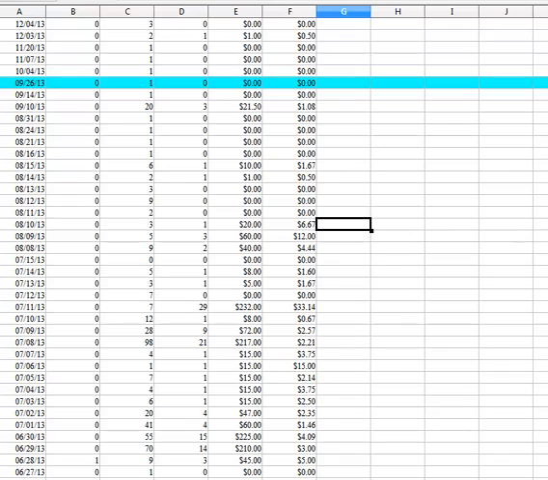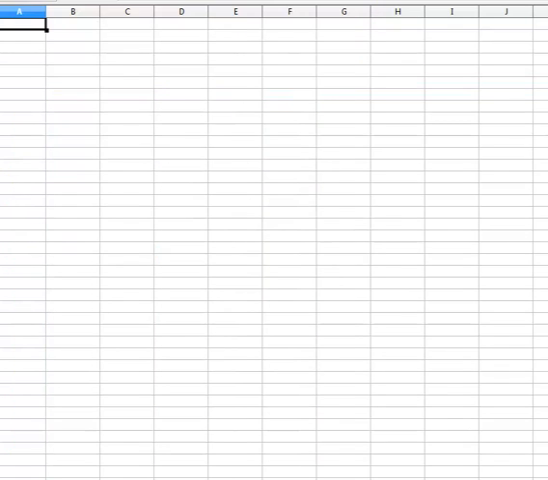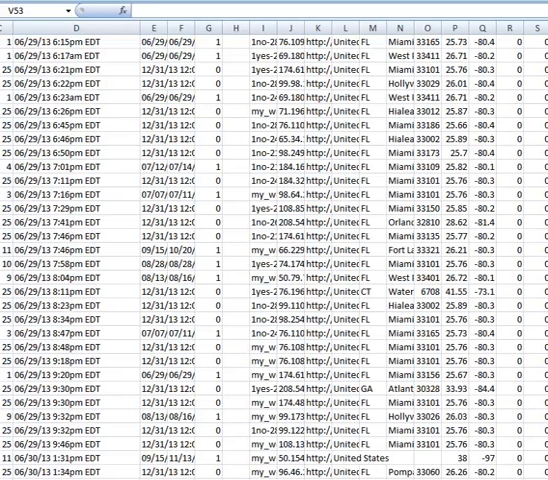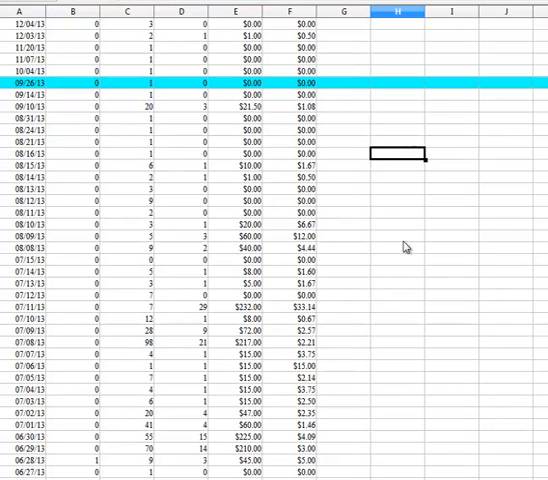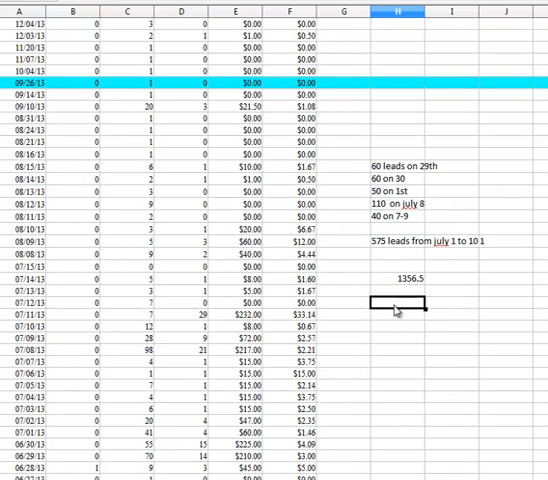So to recap, 1356.50 was made. So I made basically $1,400 from July 1st to October 1st. Now I gotta see what that is.